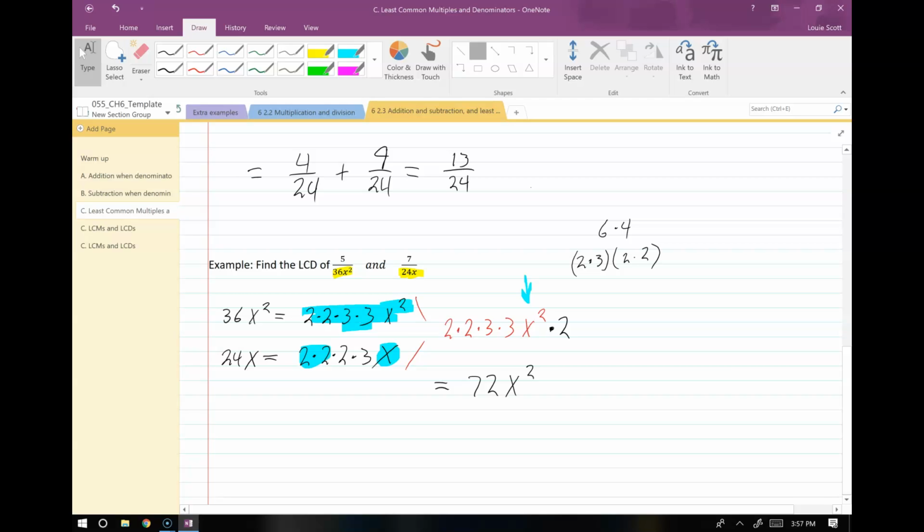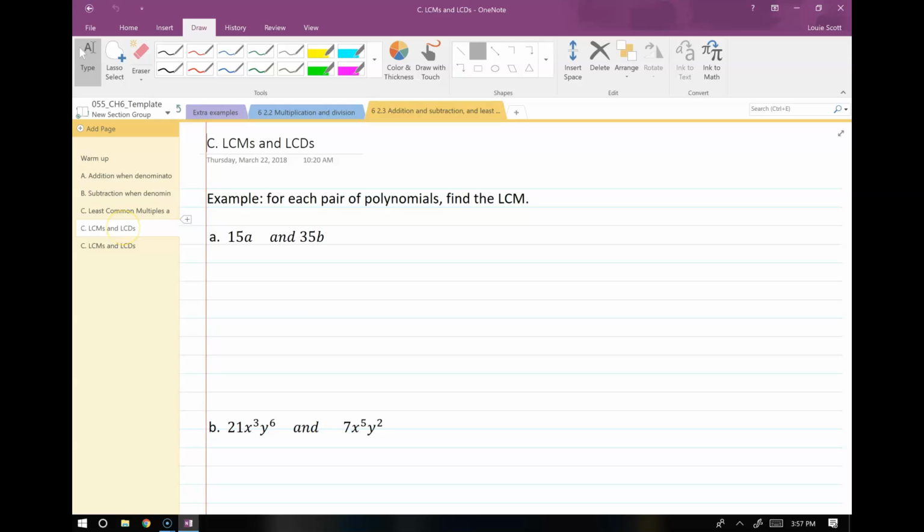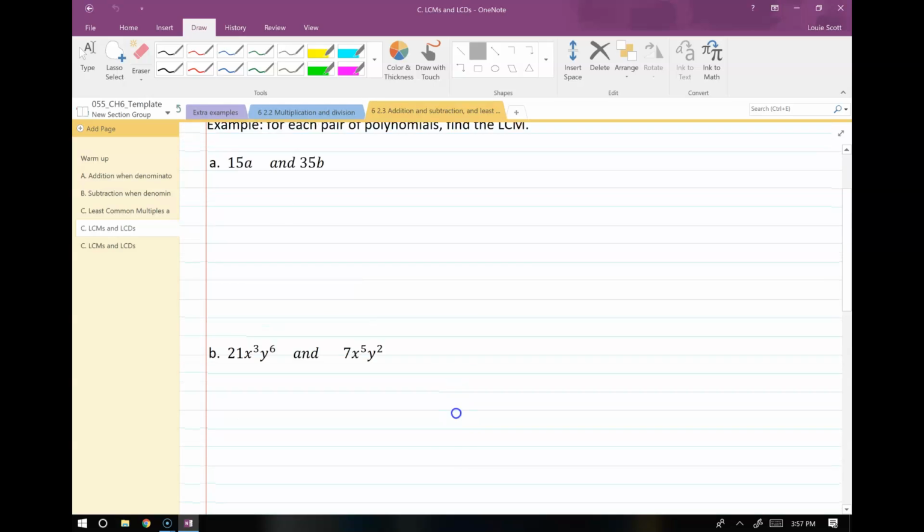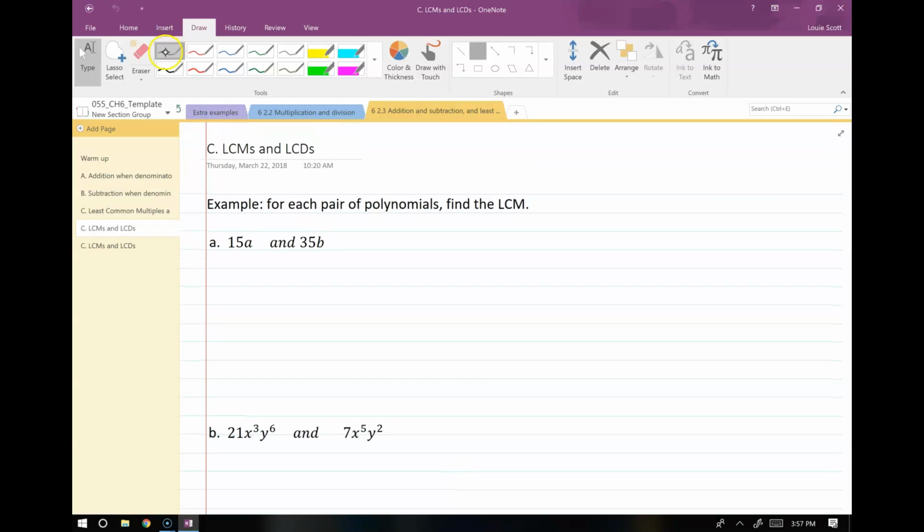All right, so moving on. Let's keep finding these LCMs here. Okay, there we go. Because you've got to know how to do this to add these fractions. If I give you 2 fractions with these as denominators and tell you to add them, this is what you're going to have to do.